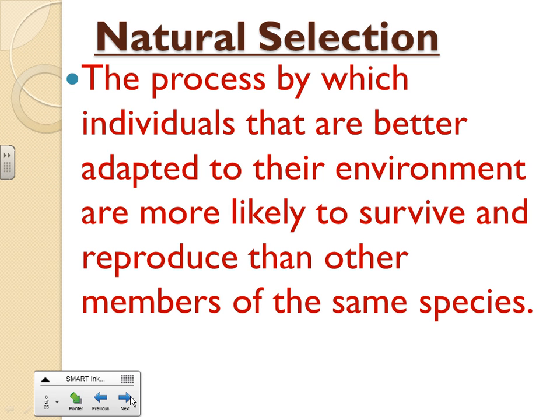So natural selection is the process by which individuals that are better adapted to their environment are more likely to survive and reproduce than other members of the same species. So it's survival of the fittest. Those that are better able to adapt to changes in the environment, who can find food better, are going to be the ones more likely to live longer and can pass their traits on.